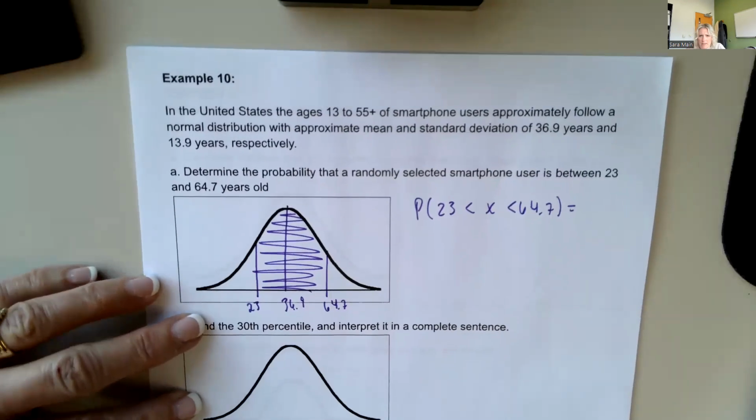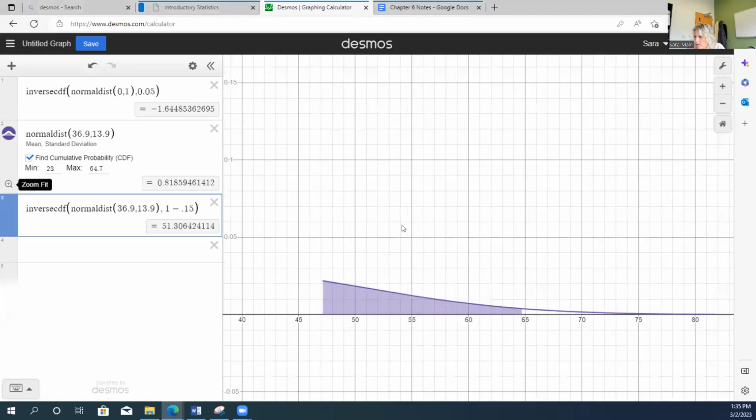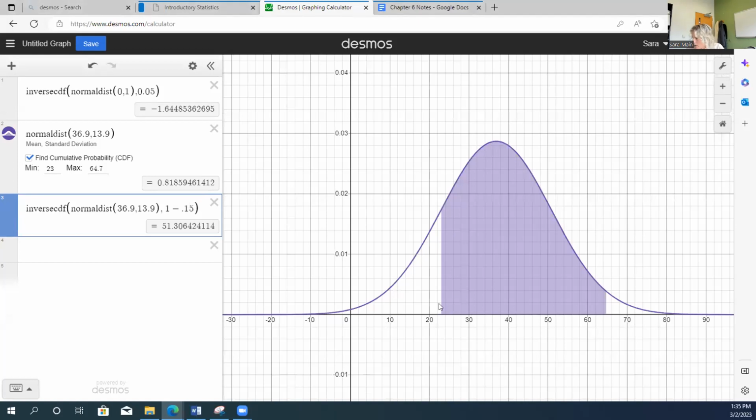Okay, so let's share my screen here so you can see this. And I'm going to hit my magnifying glass. So that's what we're looking at, between 23 and 64.7. And it looks like that area is about 0.8186. So about 82% likelihood.